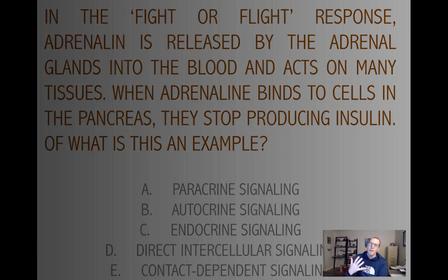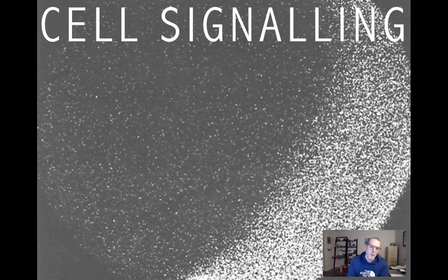Okay, so that's it. We've got 5 types of signaling. Make sure you know them, and then if I give you an example, you should be able to identify the type of signaling from the example like we did in that last question.